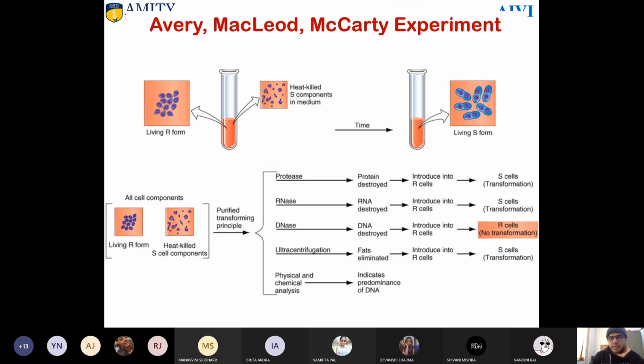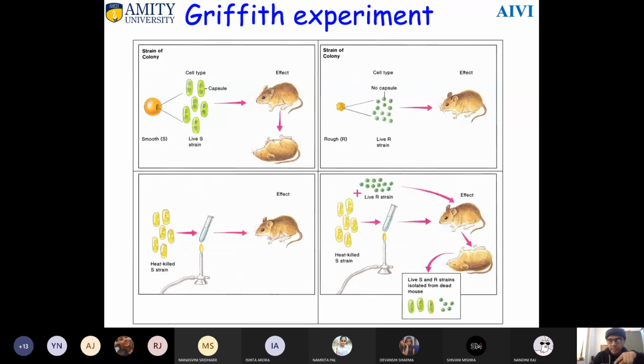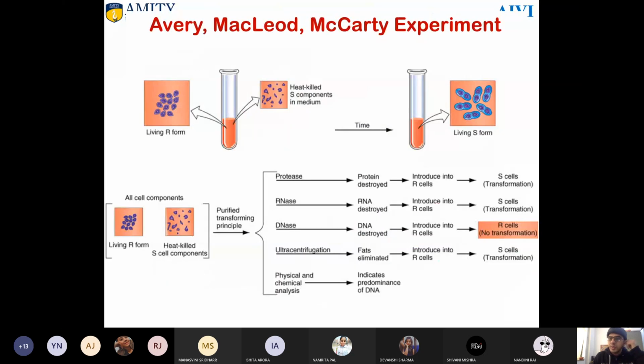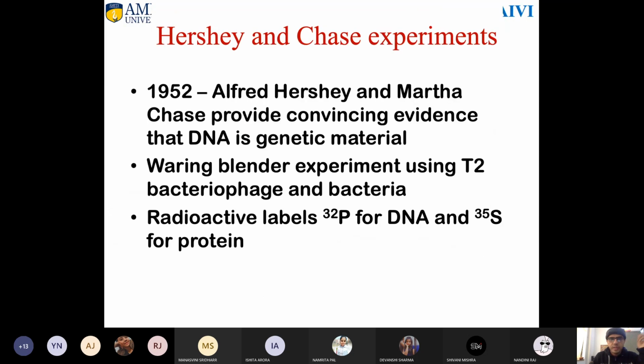Other than that, Avery, McCarty and MacLeod also performed an experiment and extracted the substances. Griffith's work was on the pathogen only. Now they extracted the components: protein, DNA, RNA, fat. Finally they found that it is DNA which is behind the transformation.